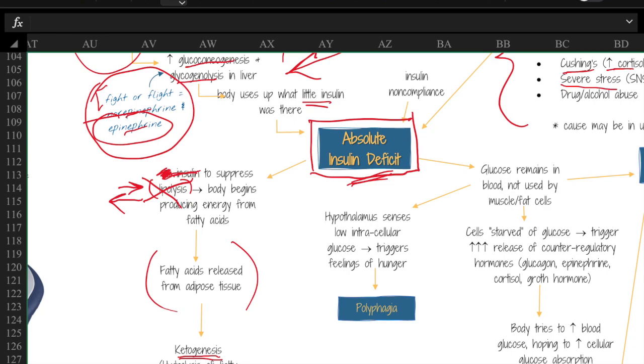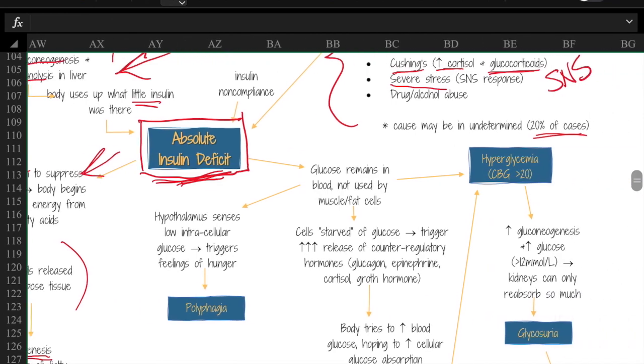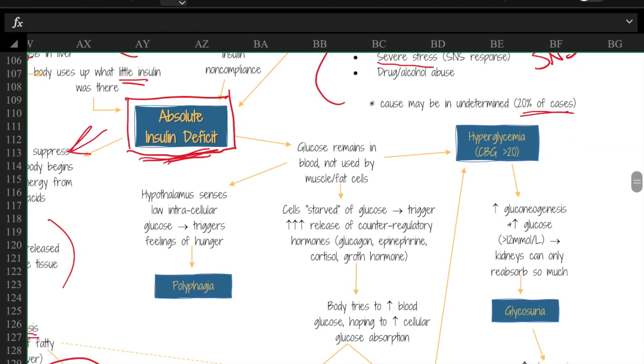So we talked about this absolute insulin deficiency and what the body is doing in terms of lipolysis. Let's talk about what's happening because of the rest of that glucose that's remaining in the blood. Remember, we have a lot of glucose, it's just not being used. And again, it's specifically not being used in the muscle and fat cells where those GLUT4 receptors are required for glucose entry into the cell. So the cells themselves think that they're starving. They're not getting any glucose.